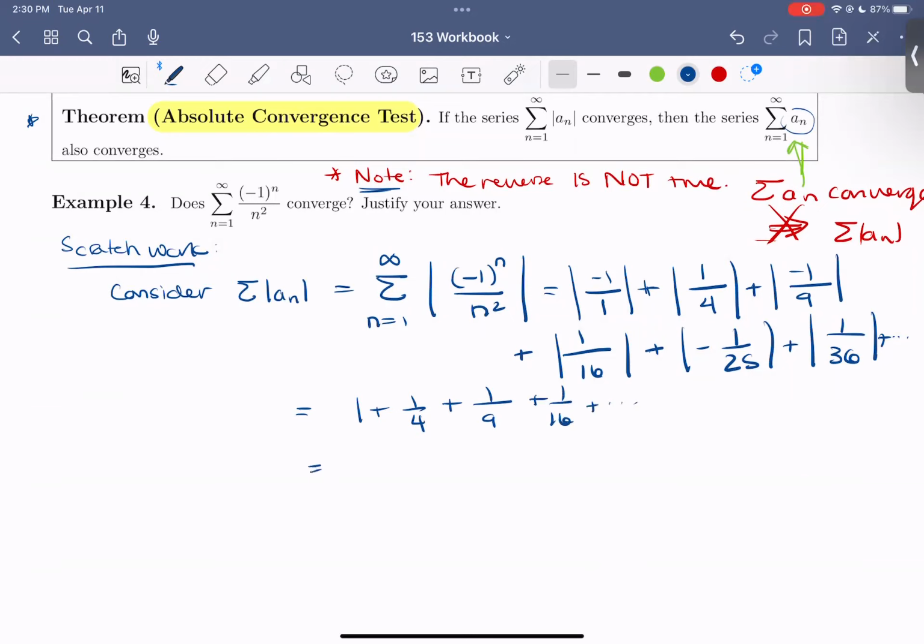So what we're doing here is we just have a series, n equals 1 to infinity of 1 over n squared. And maybe you saw that right away when I wrote this absolute value of the terms. What's going on here? The denominator is always positive. The numerator alternates between negative 1 and positive 1. So when we take the absolute value, we're just going to get this series here.